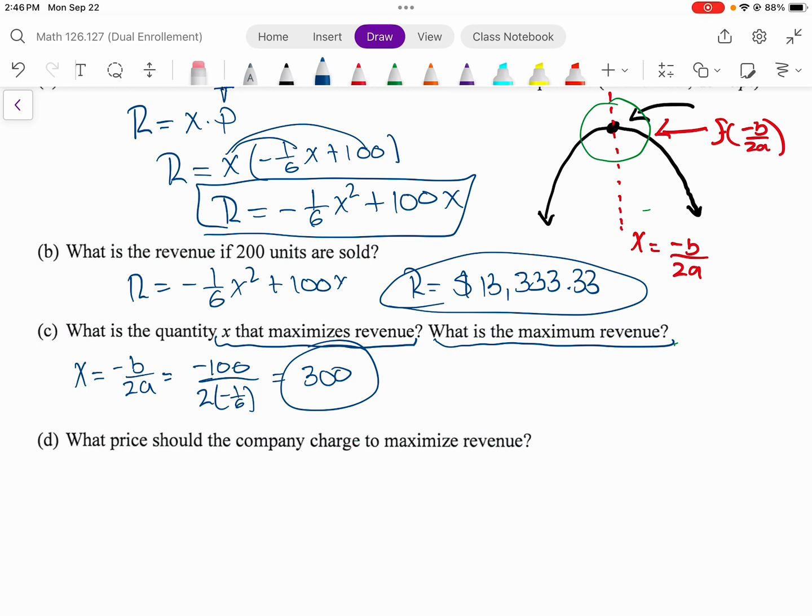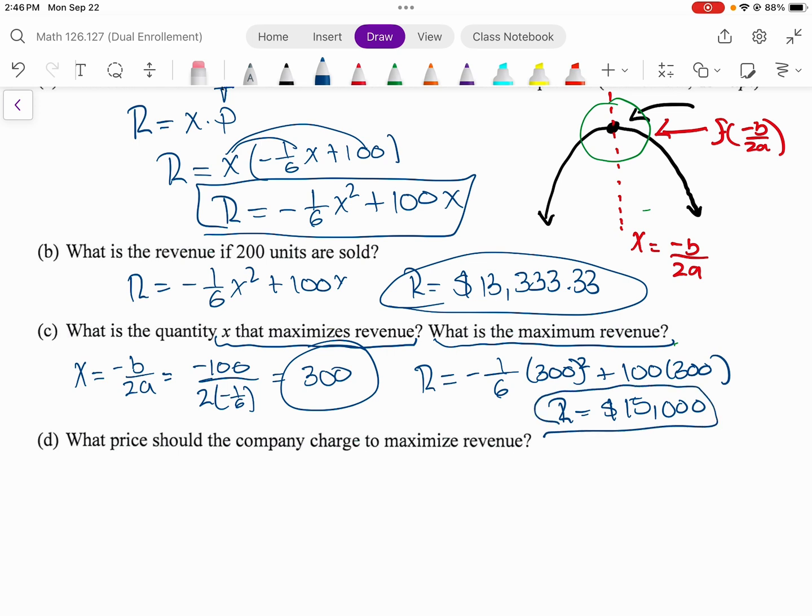Now, let's go ahead and find the maximum. So we're going to plug everything into our formula, which is going to be -1/6. We're going to plug in the items that we need to sell, which is 300. And once we calculate all of this, this is going to be $15,000, which means the maximum money that this company could hope to make is $15,000 if they sell 300 items.